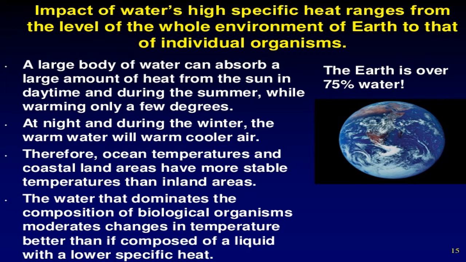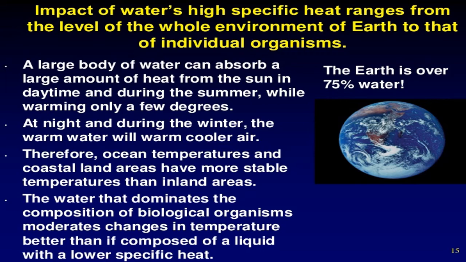organisms. A large body of water can absorb a large amount of heat from the sun in daytime and during the summer, while warming only a few degrees. At night and during the winter, the warm water will warm cooler air. Therefore, ocean temperature and coastal land areas have more stable temperatures than inland areas.